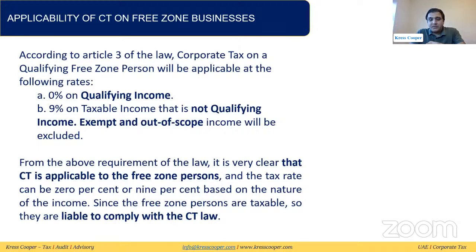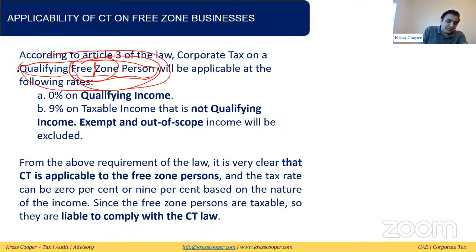From this definition, a few things are very important and will be helpful in our further discussion. First of all, the law has used the word qualifying free zone person. We can break this word down: first of all, it will be a free zone, then it will be a free zone person, and third, it will be a qualifying free zone person.